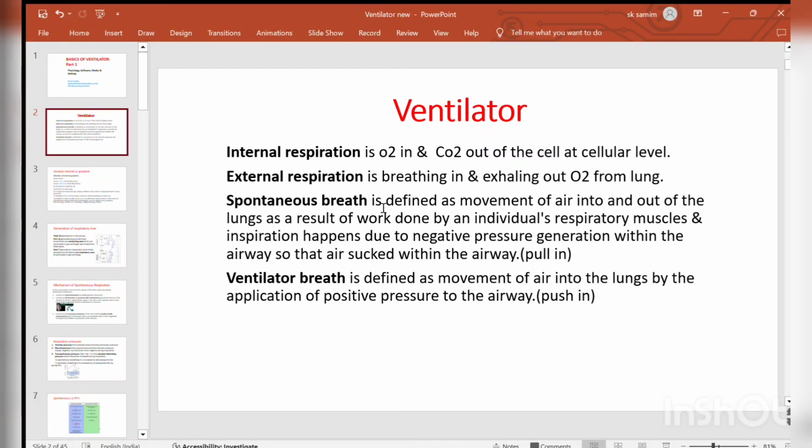But spontaneous breath is defined as movement of air into and out of the lungs as a result of work done by the individual's respiratory muscles, and inspiration happens here due to negative pressure generation within the airway, so that air is sucked within the airway. So the basic difference between ventilator breath and spontaneous breath is, in ventilator breath there is positive pressure generation and air is pushed in, and in spontaneous breath there is negative pressure generation and air is sucked in or pulled in.